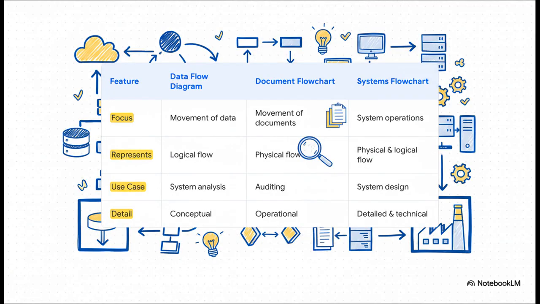You can almost think of it as a journey. You start with a conceptual DFD to analyze a new idea. Then you might use an operational document flowchart to audit how things are actually working right now, in the real world. And finally, you use a super detailed systems flowchart to design and build the brand new, improved system. Each map has its own specific job to do.